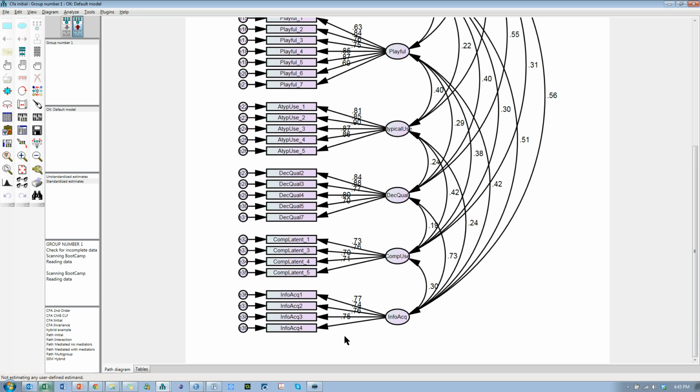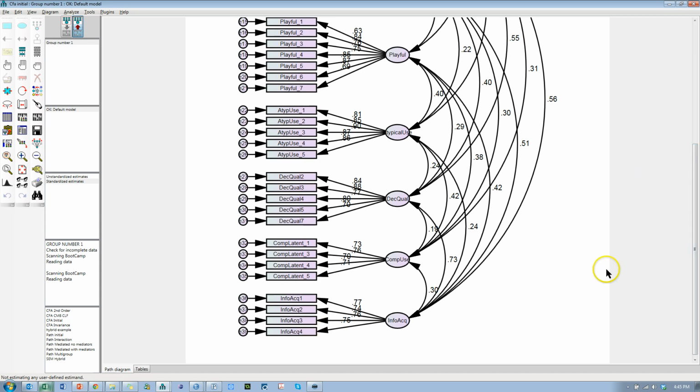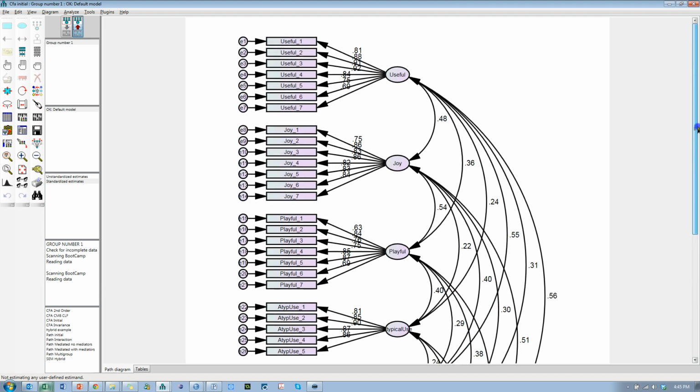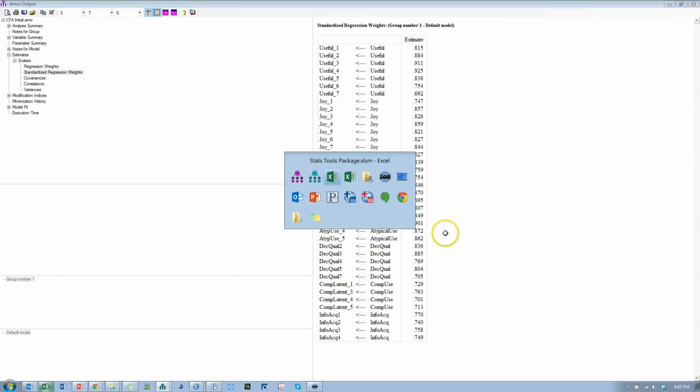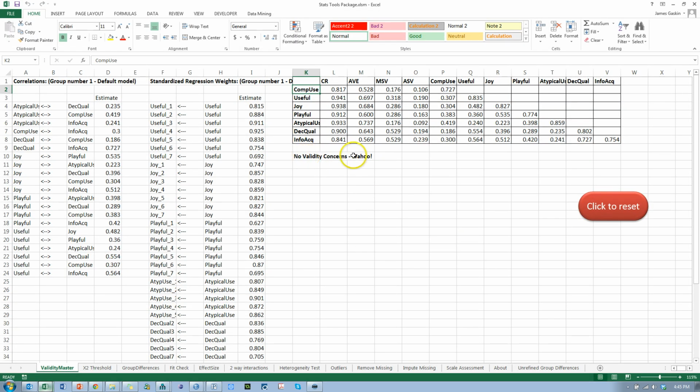Okay, that was a lot to take in. But the end story is if we get rid of info acquisition 5, we're cool. We have a valid model, wahoo. There are no validity concerns. And I just copy this table and paste it right in my paper. And make sure you mention that the square root of the AVE is on the diagonal. And you might get rid of these two columns because nobody knows what those are anyway. But they are actually very useful, but nobody ever uses them.